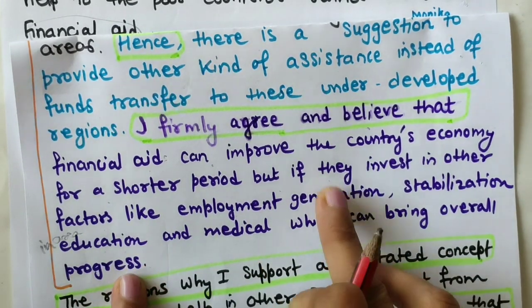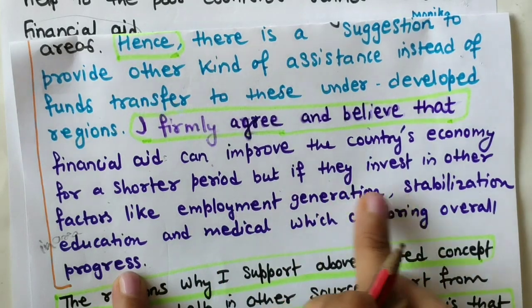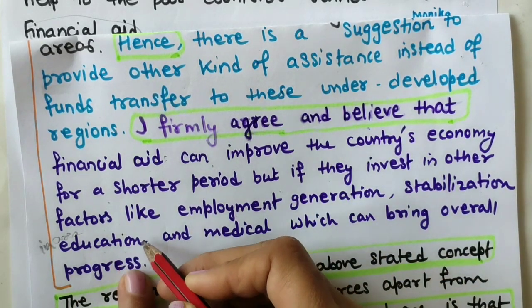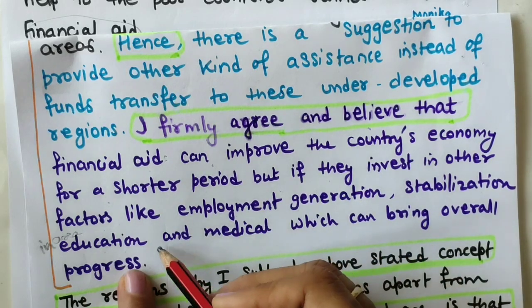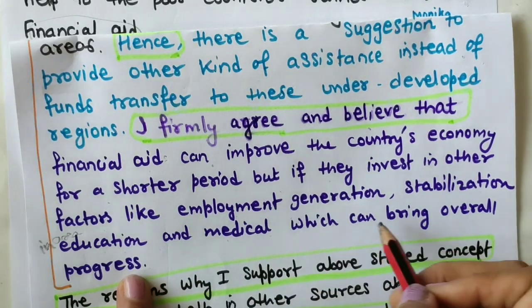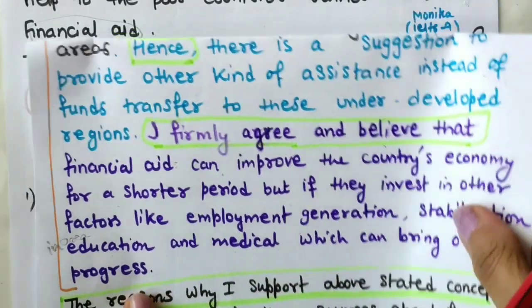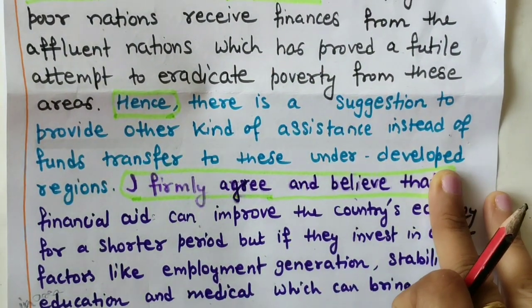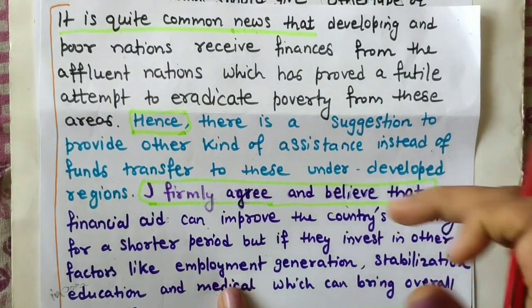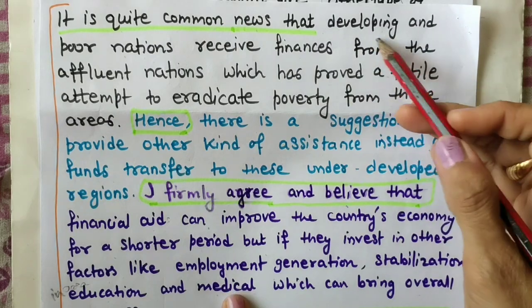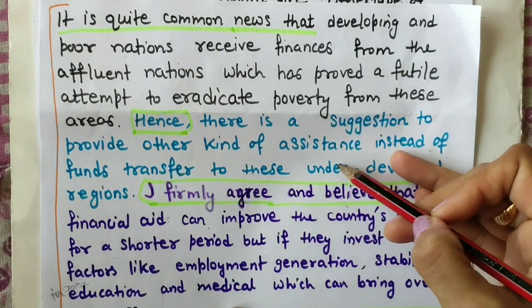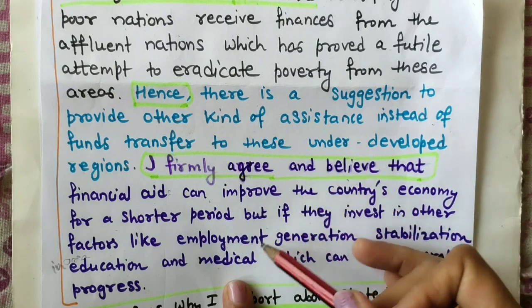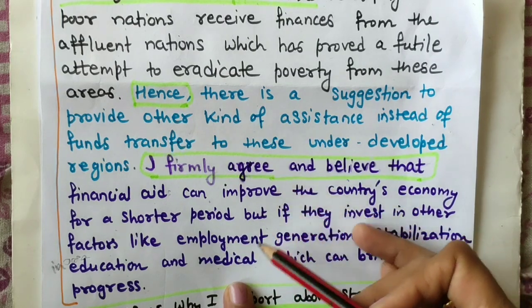So if they invest in other factors like employment generation, stabilization in area, educational facility, you can write educational and medical facilities, which can bring overall progress. See this, my full introduction. This is my full first sentence I have paraphrased, then second sentence I have paraphrased. Now this is my agreement point, means my opinion.